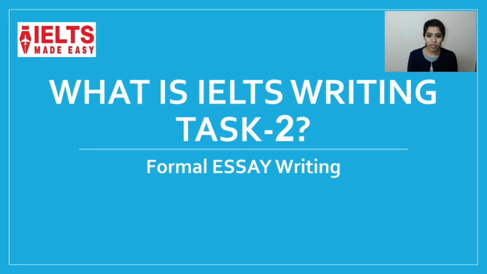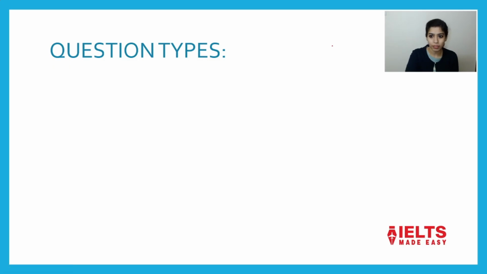So in this session, we'll be discussing IELTS writing 2. So what exactly is IELTS writing 2? It is the formal essay writing. Here you are not allowed to use contractions, as in, you are not allowed to use abbreviation, as in. So it is totally formal essay writing. You have to take care of the language. You are going to use formal language in this.